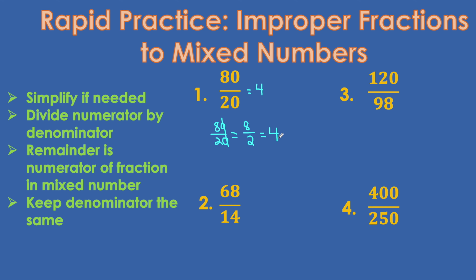Moving on to number 2. We have 68 over 14. First, you want to see if you can simplify. That will make it easier to find the mixed number. So finding a common factor between 68 and 14, it would be 2. So we divide the top and the bottom by 2.